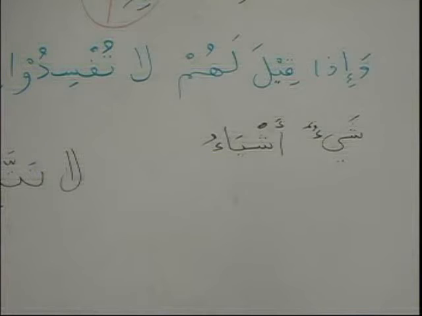Mafulun bihi. Kathiratan. What is kathiratan? Naat. Why is it tan here? No, why is it not plural? Kullu jama muannas. Very good. Al-Abu. Maza turidu ya Umar.